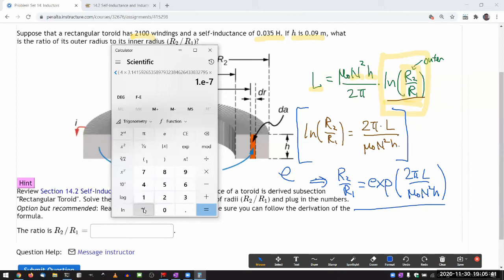That's 4 pi times, wait, is it 4 pi or 2 pi? It might be 2 pi. I'm confusing myself. I think it's 4 pi. Mu naught is defined exactly. So that's mu naught.